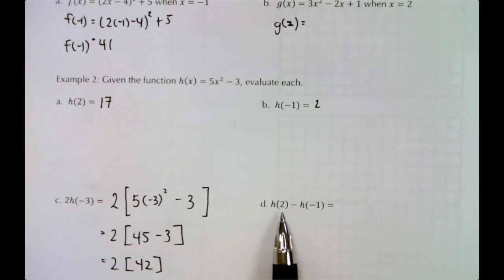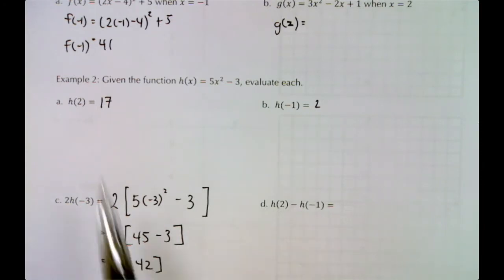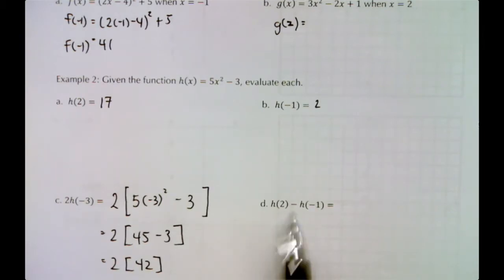Now if you notice something about this, you'll notice that h of 2 and h of negative 1 are the questions that I just did previously. So we just need to subtract those answers, and we get 15, and that would be the correct answer. So it would be very fair game for you just to write 17 minus 2 equals 15 because you've already done the math. Now if you didn't notice that, you'd actually need to solve what h of 2 is and what h of negative 1 is and subtract them.